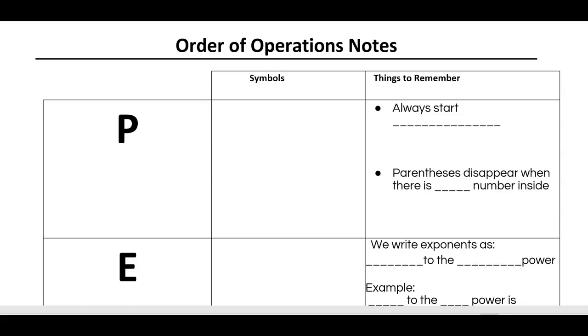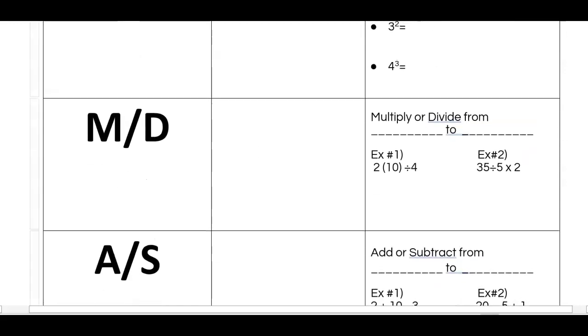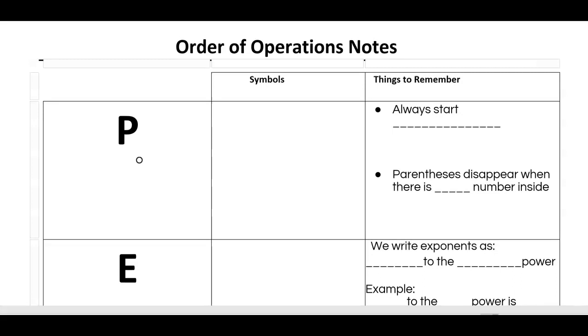Whenever you're looking at a mathematical expression, you always want to go in this order, where you start with parentheses, then exponents, then multiplication, division, then addition, subtraction. So I guess we should start by just filling that in. P stands for parentheses.